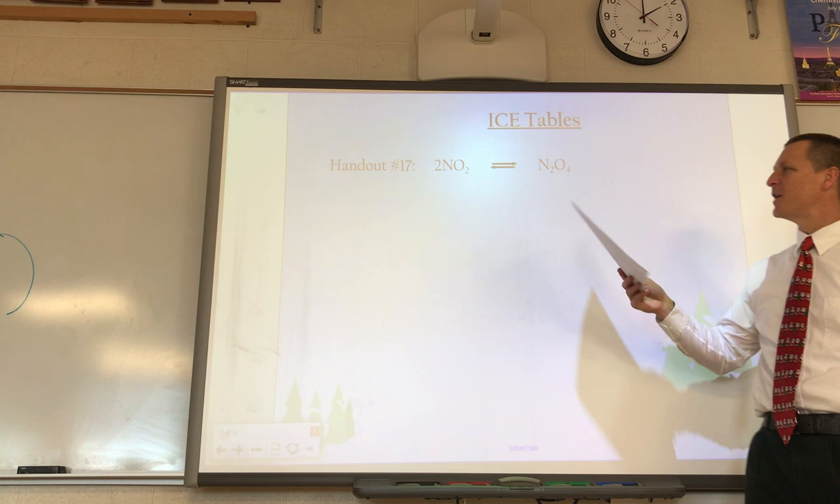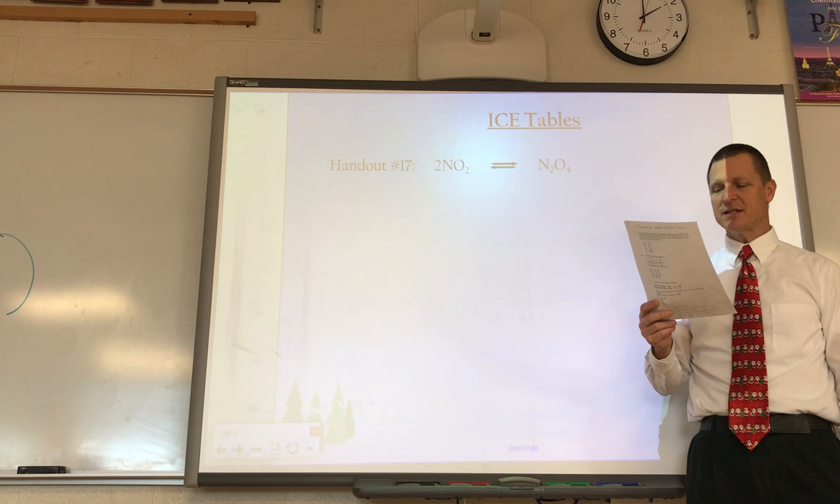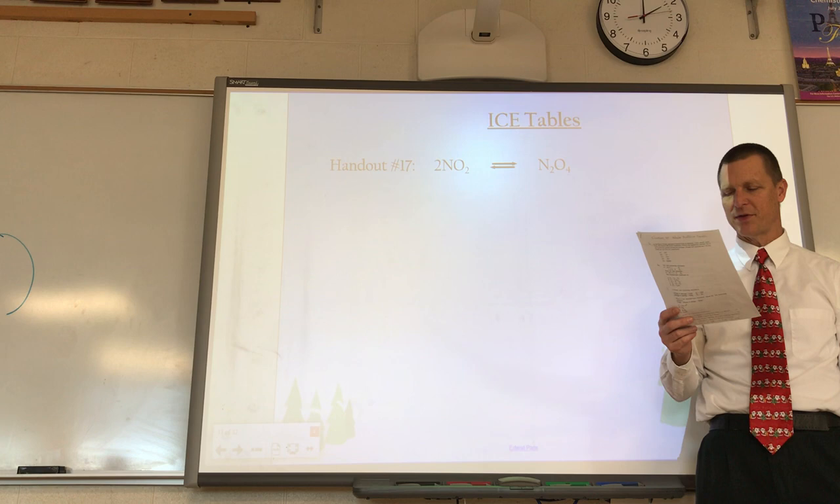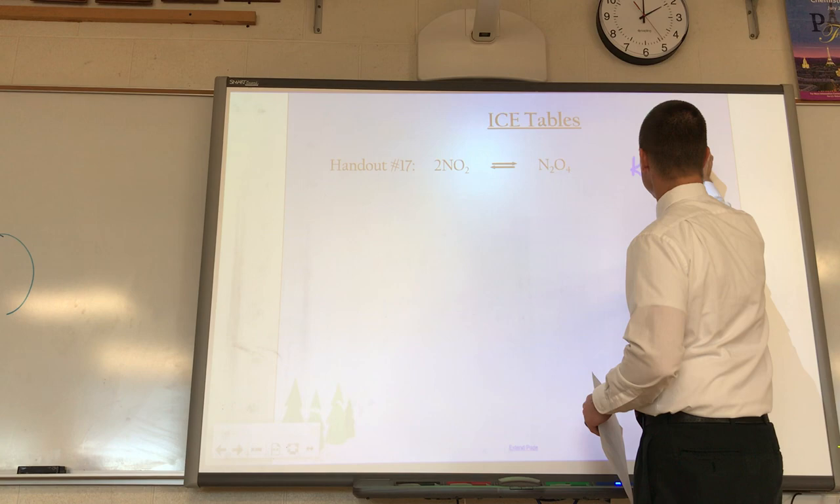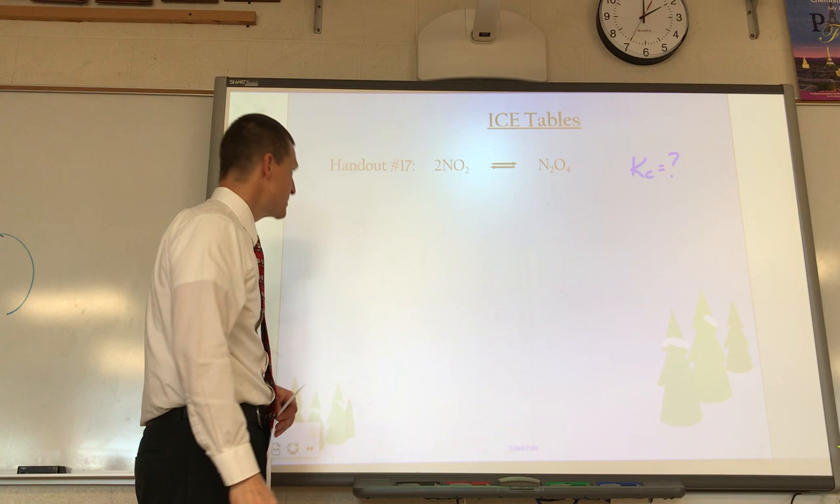For number 17 on the last page, it says, the brown gas NO2 and the clear gas N2O4 exist in equilibrium, and here's our chemical equation. In an experiment, 0.625 moles, there's that moles again, we're going to have to change that, of N2O4 was introduced into a 5-liter vessel and allowed to decompose until it reached equilibrium with NO2. The concentration of N2O4 at equilibrium was 0.075. Calculate the Kc. So what's the Kc value? If we want Kc, that means we need the equilibrium amounts of these two substances. So we're going to have to make an ICE table.